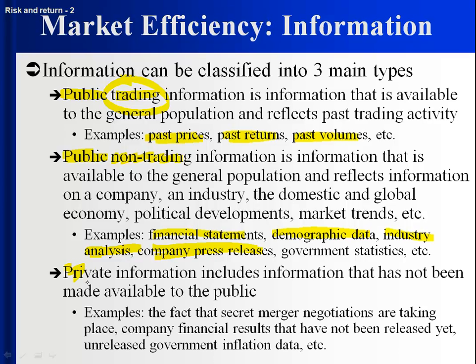And finally, there's private information, which is information that's not public, that is known by a small group. It's often the insiders in the company. One example might be the company's involved in some secret merger negotiations, and only the people that are involved in that know, and the market as a whole doesn't. Financial results that haven't been released yet. So, for example, a company doing its books knows that it had net income of 83 cents a share. They're going to announce that tomorrow. Tomorrow is when it becomes public non-trading information, but today it's still private information. So, those are the three main types of information.